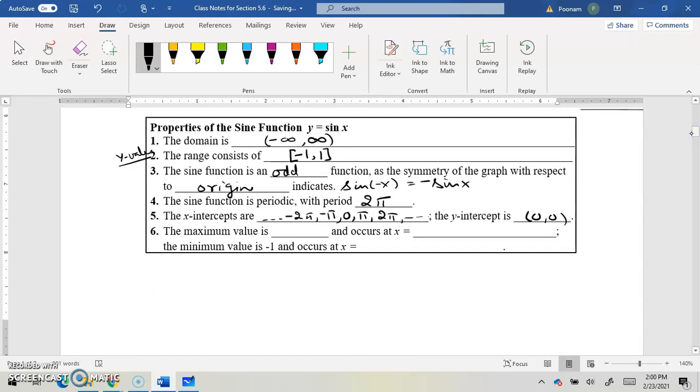The maximum value of the sine function is 1. It does not take more than 1 and occurs where? Where x is equal to pi by 2, or x is equal to 5 pi by 2, or x is equal to 9 pi by 2, and so on. On the negative side also it will have that value, that will be at negative 5 pi by 2 and so on. And where does the minimum occur?